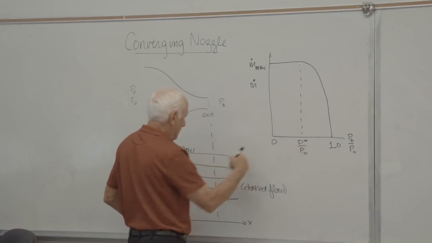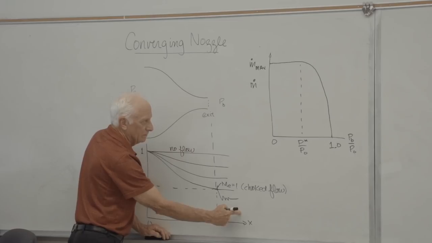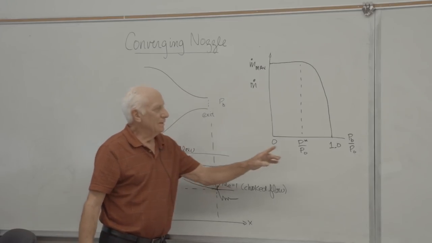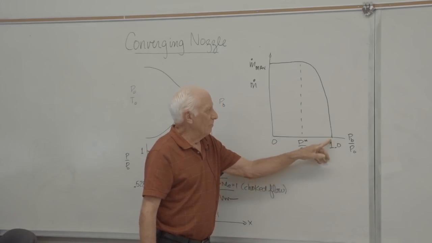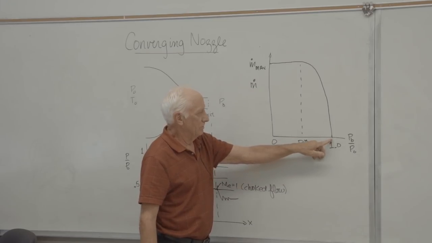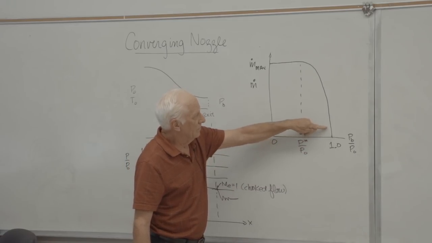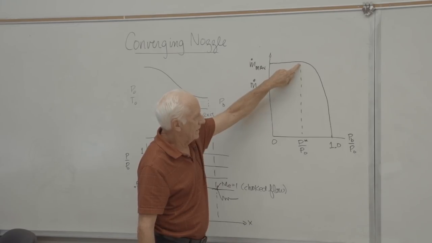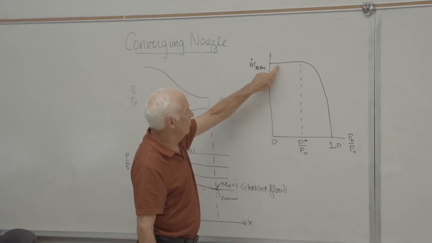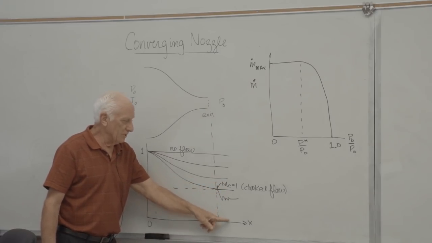If we reduce the back pressure beyond that point, let's start off like this. Let's say P back equals P naught, which is 1. Do we get any flow, M dot? No, zero flow. Start reducing the back pressure. Do we get some flow? Yeah, we get some flow, and more and more flow. When we reach the Mach number of 1 at the exit, beyond that point no more mass can be passed by the nozzle if the back pressure is reduced further.